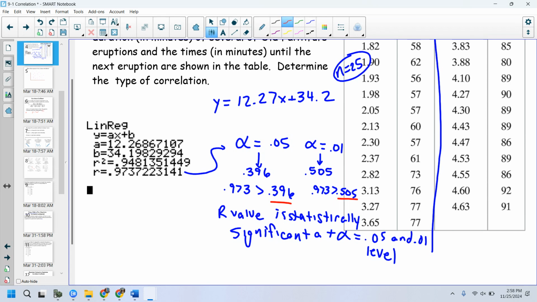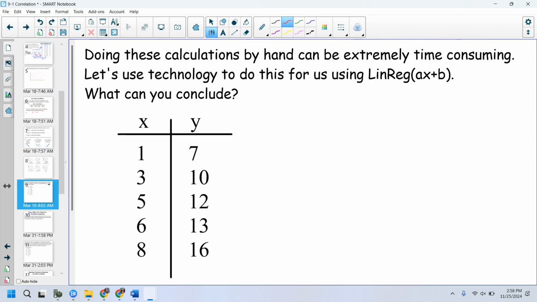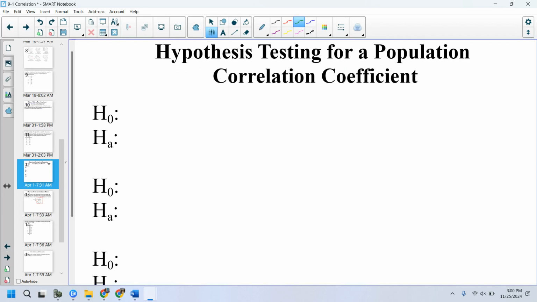alpha 0.01 level, which means that I am 95% sure in saying that this is statistically significant when it's above 0.396. I am 99% sure that this is significant when it's above 0.505. And since it was both, I guess my table's not out that far, but I bet it's like 99.9% significant as well. But again, our table doesn't do that. All right, now let's talk about hypothesis testing.